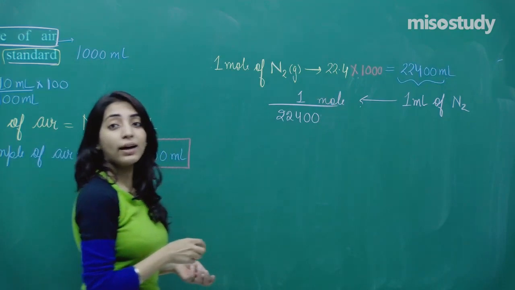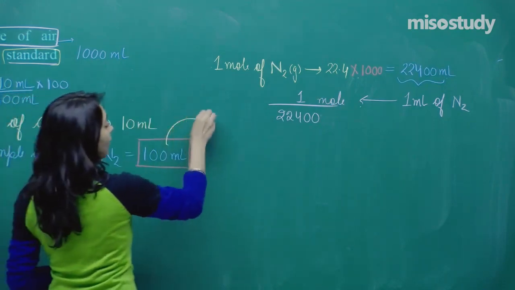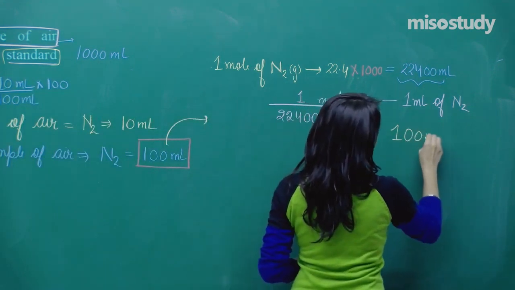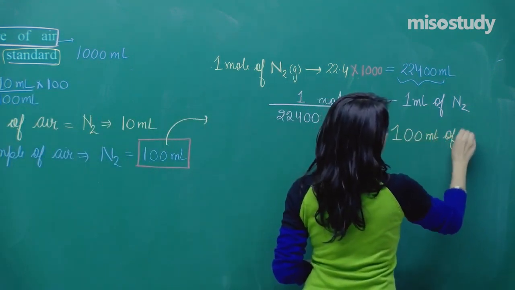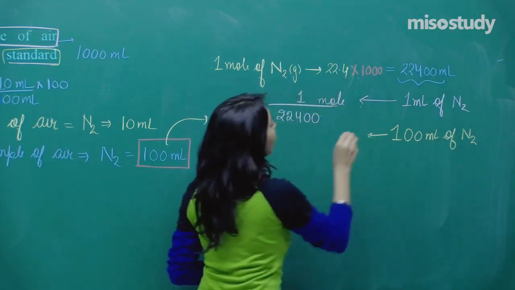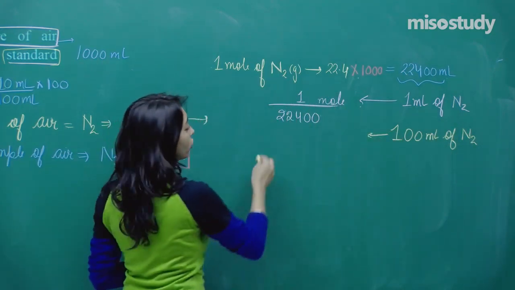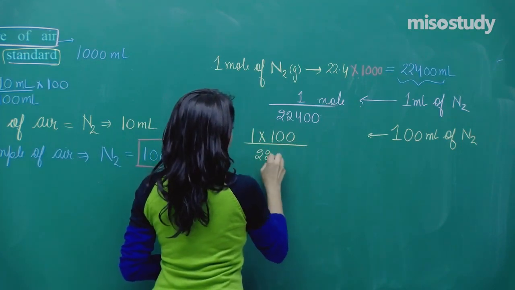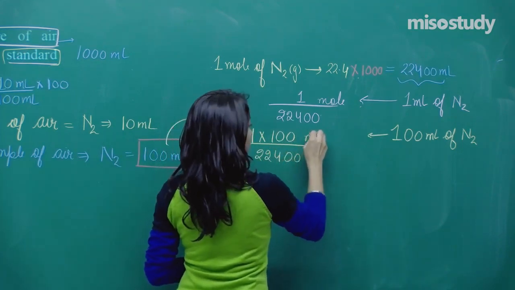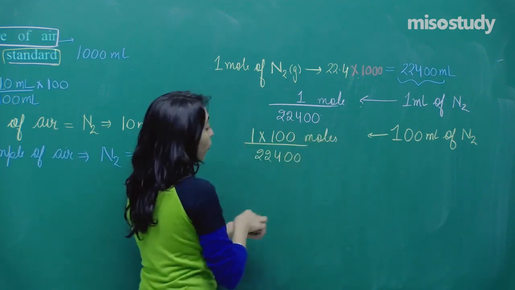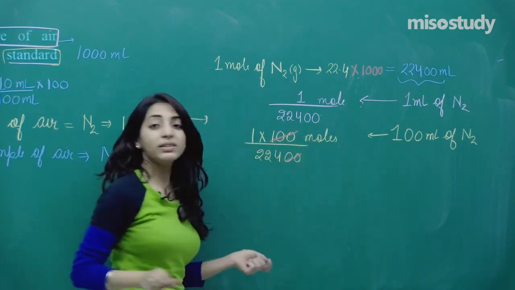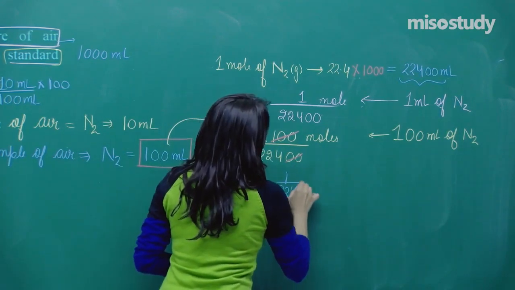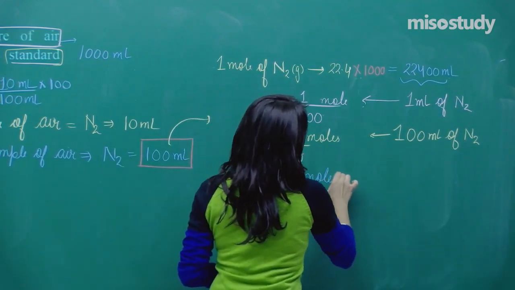right? Whereas we had how much nitrogen? We had 100 ml of nitrogen. So 100 ml of nitrogen will have how many moles of nitrogen? And how much will this come out to be? 00 got cancelled and it will be 1 by 224 moles.